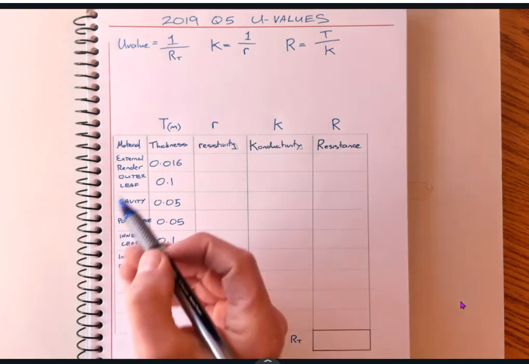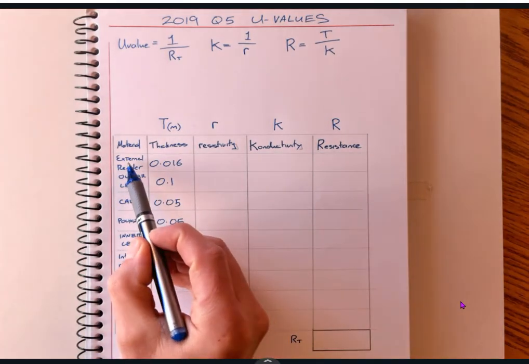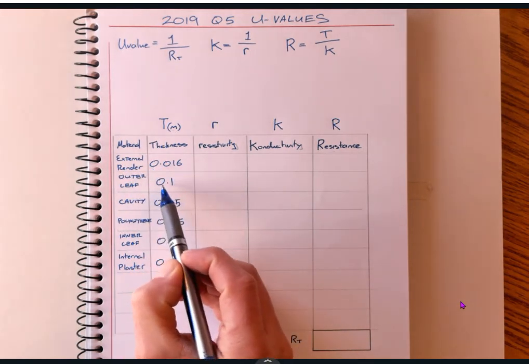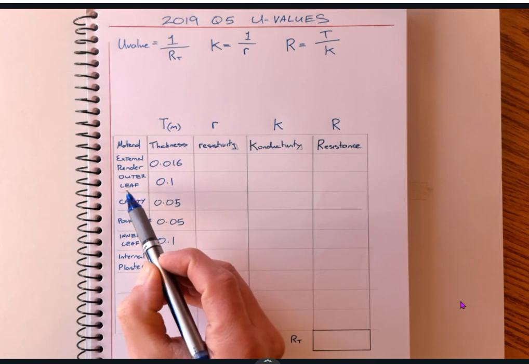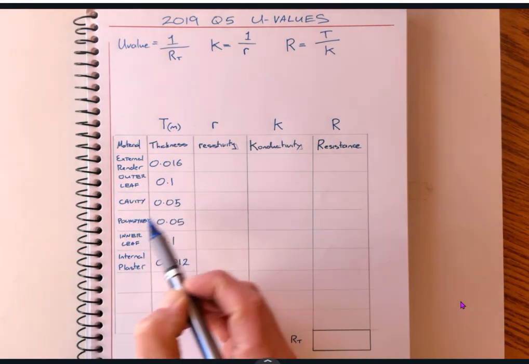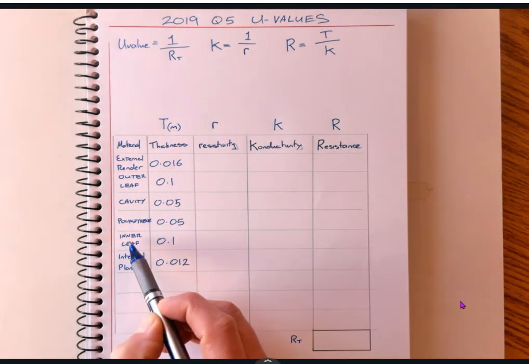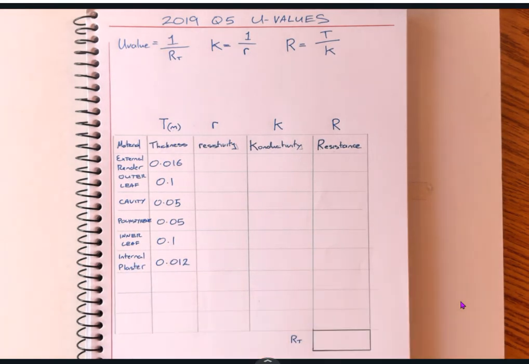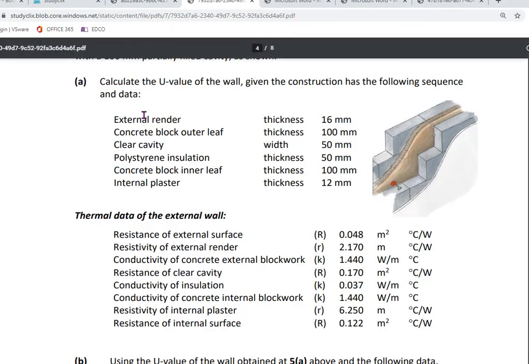I've put in each of the materials into the table. So the external render has a thickness of 0.016 meters, outer leaf has a thickness of 0.1 meters, cavity 0.05 meters, polystyrene 0.05, inner leaf 0.1 meters, and internal plaster 0.012. Going back to the question, I've now inputted all of these values into the question.